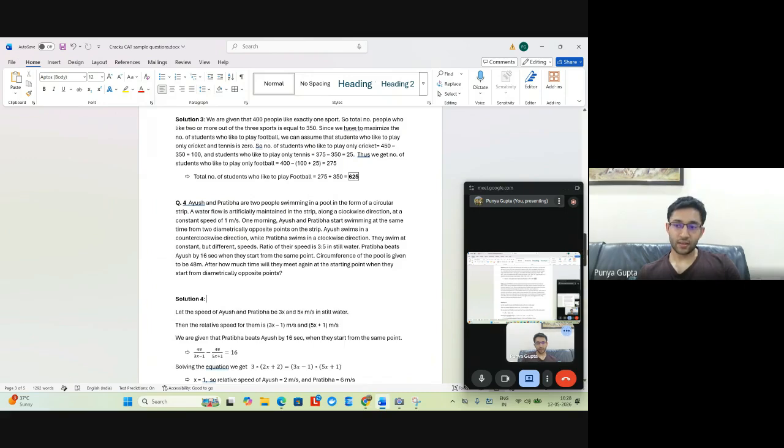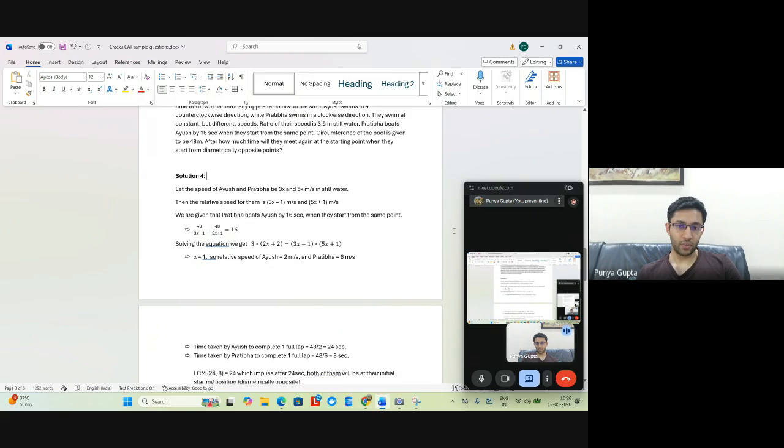So let us assume the speed of Ayush and Pratibha to be 3x and 5x in still water. Then their effective speeds will be 3x minus 1 meter per second and 5x plus 1 meter per second. Because the stream is flowing in clockwise direction and Ayush is swimming in counterclockwise direction. That's 3x minus 1. And for Pratibha, it is in the same direction, so 5x plus 1.